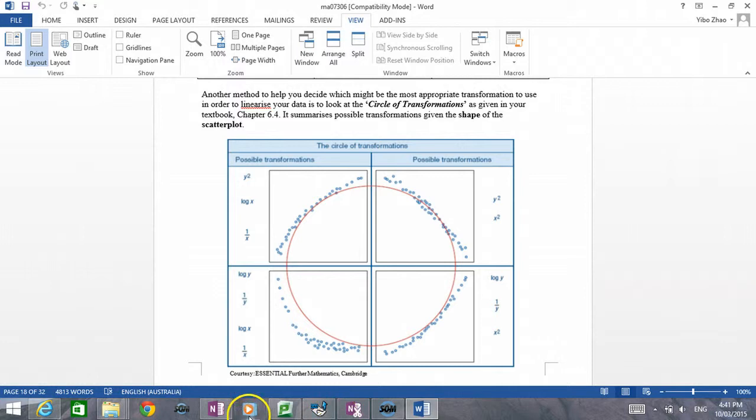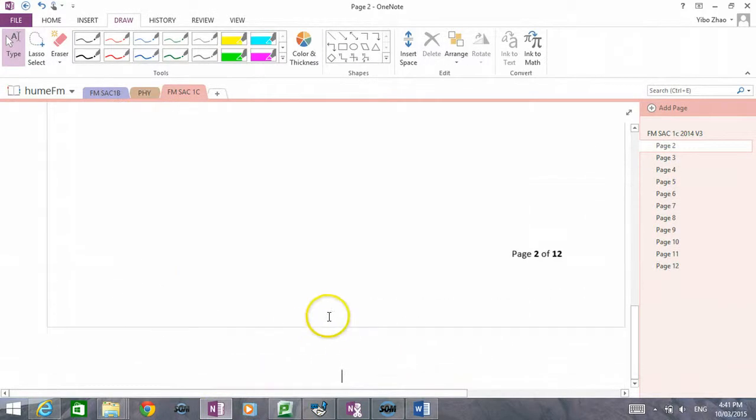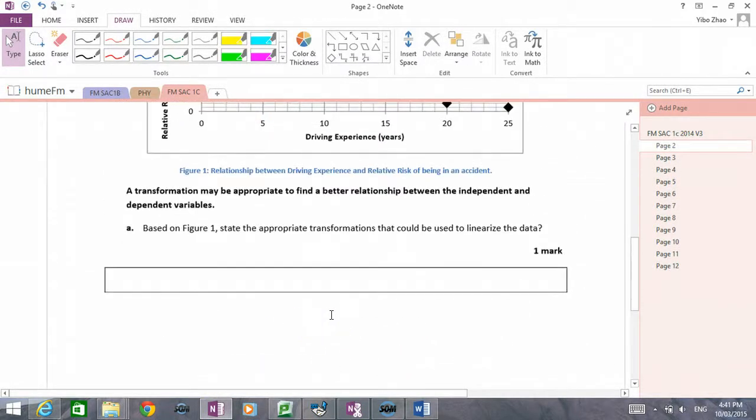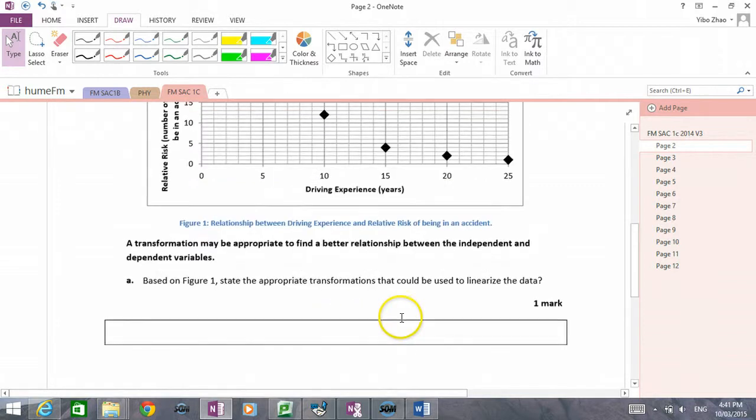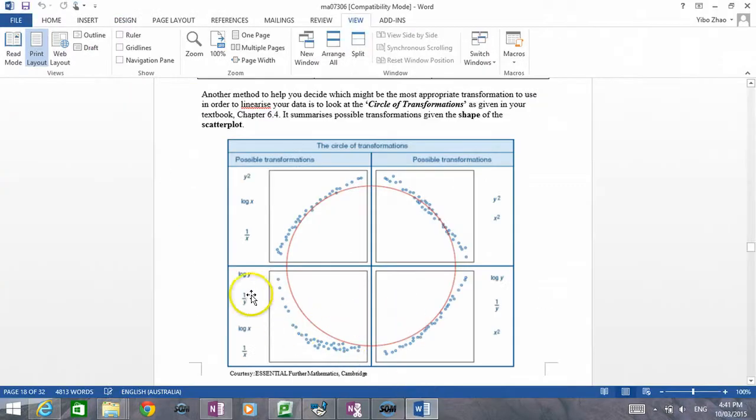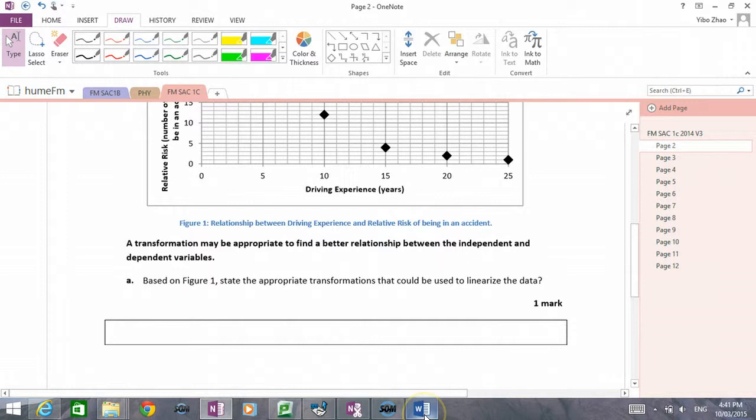Okay? So the idea is, if I try to do this question, okay, all I need to write down is one of those four. Okay? Just remember, when you're doing this, you don't have to do all of the four. You only need to do one of the four. So I would just basically write it down. Okay, copy this down. I can do log y.